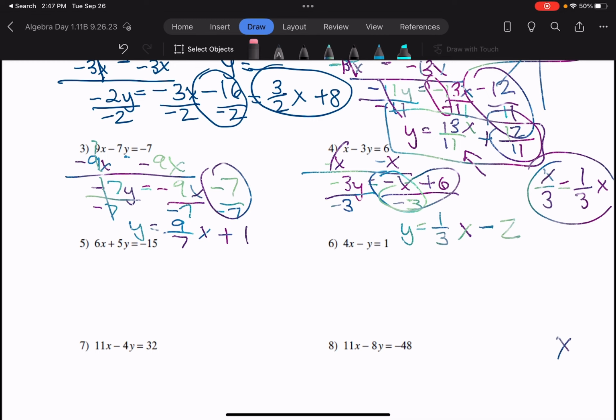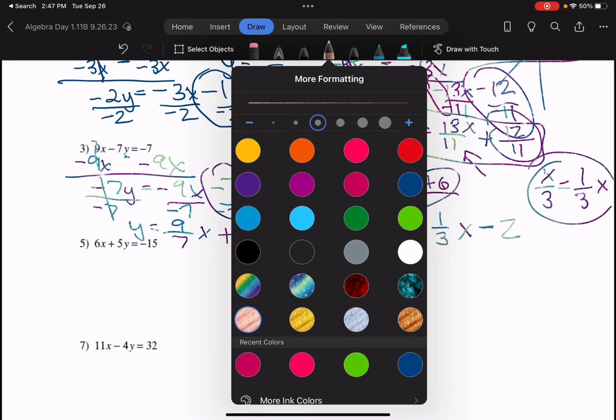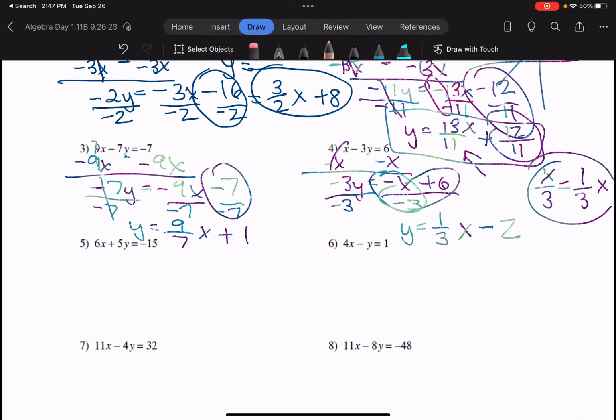All right, let's go ahead and take a look at one more. If we're going to subtract 6x on both sides, we get 5y equals negative 6x minus 15. Divide both sides by 5, and so we'll get y equals negative 6/5 x. This is a great example of the x being in the numerator, so I can separate it from that fraction and write it as negative 6/5 x, and then negative 15 divided by 5 is going to be negative 3.